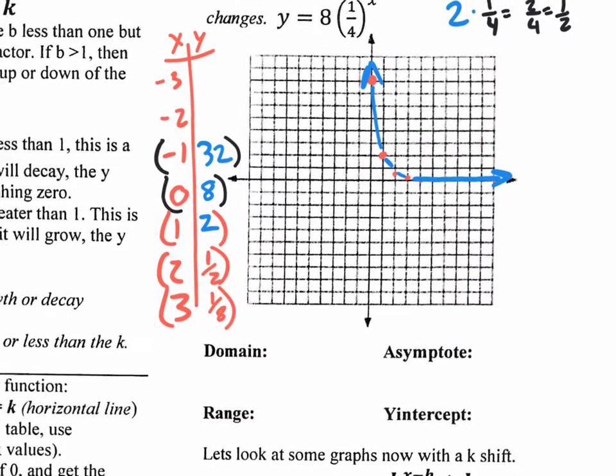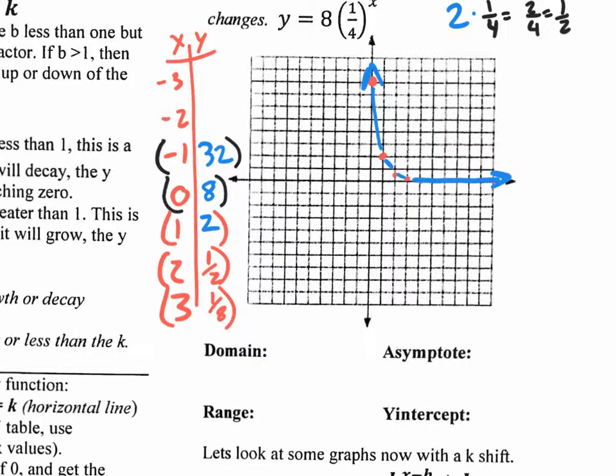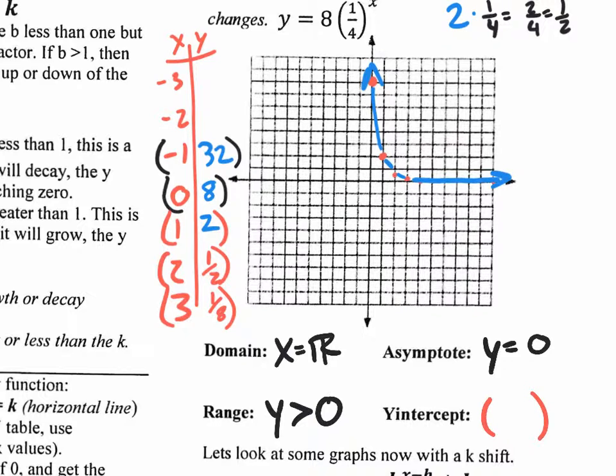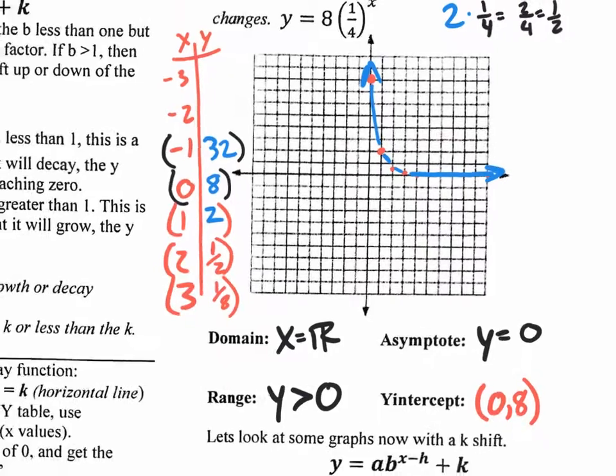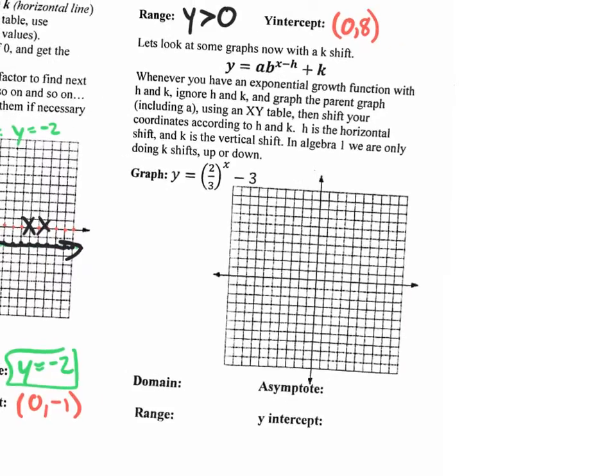So what is our domain? All real numbers. X equals all real numbers. How about our range? Y is what? Above or below a certain value? Above what? Above 0. So y is greater than 0. What is our asymptote? Y is 0. How about our y-intercept? Where does it cross the y-axis? 0, 8. And that's all there is to it, guys. Let's move on. Let's do this last one right here on the front side.